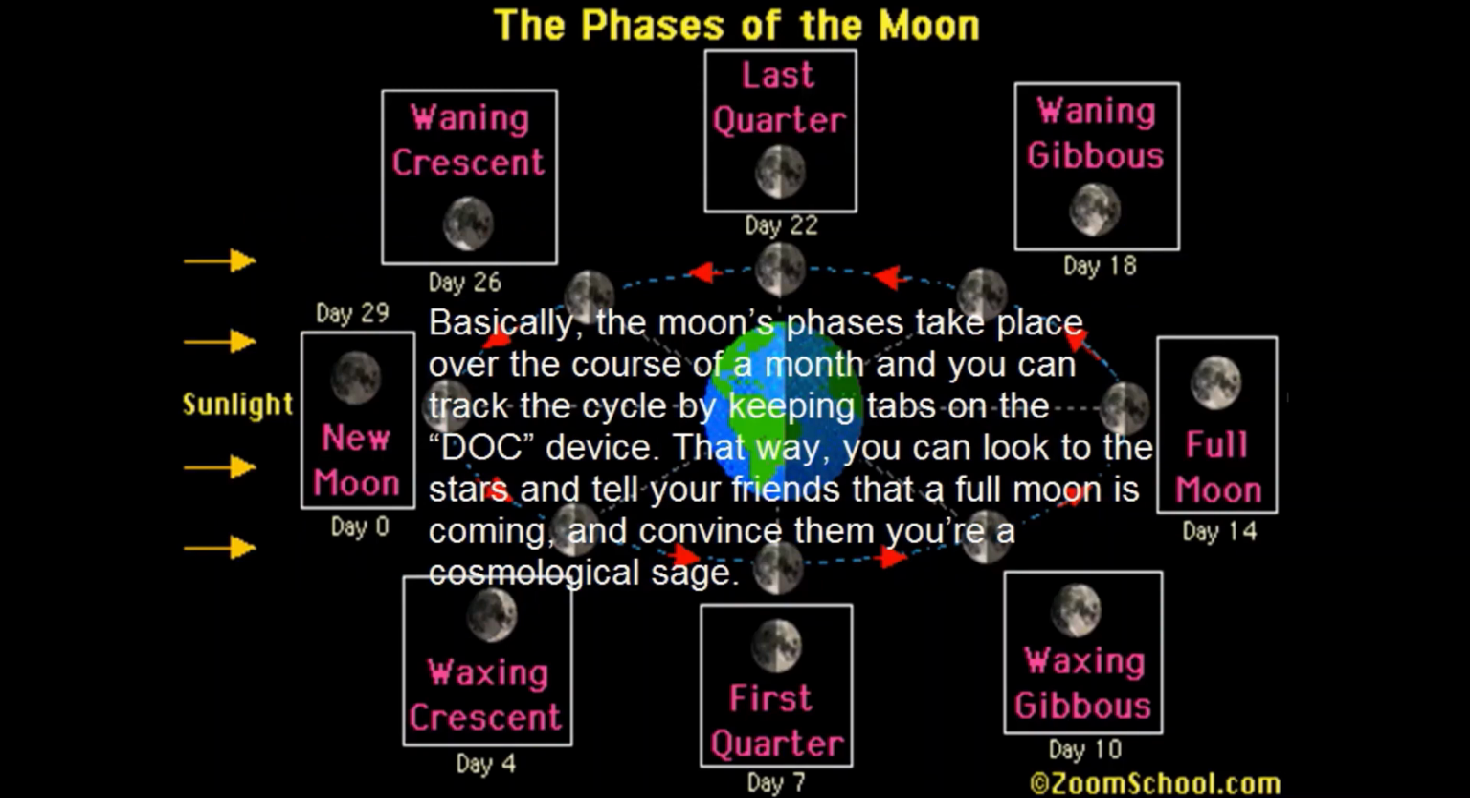Basically, the moon's phases take place over the course of a month, and you can track the cycle by keeping tabs on the device. That way, you can look to the stars and tell your friends that a full moon is coming and convince them that you're a cosmological sage.